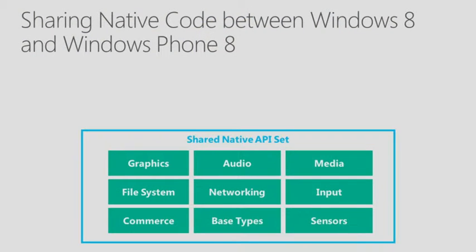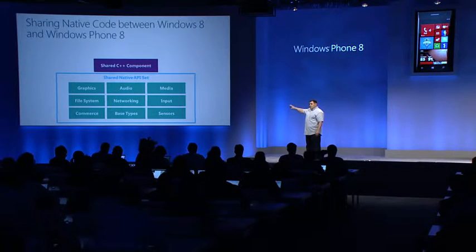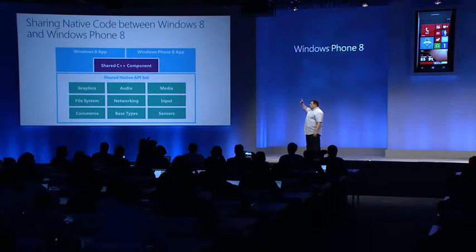Let me show you how a developer can target both Windows Phone and Windows 8. Windows Phone and Windows 8 have what we call a shared native API set. You see about 9 technology groups that we highlight in here that are the same exact APIs on both platforms. A developer can build a shared C++ component on top of these APIs, and that component can be reused unchanged inside of both a Windows Phone 8 application as well as a Windows 8 application. This means that developers don't have to change that code. They build it once, they thoroughly test it, and they get all the value on both platforms.